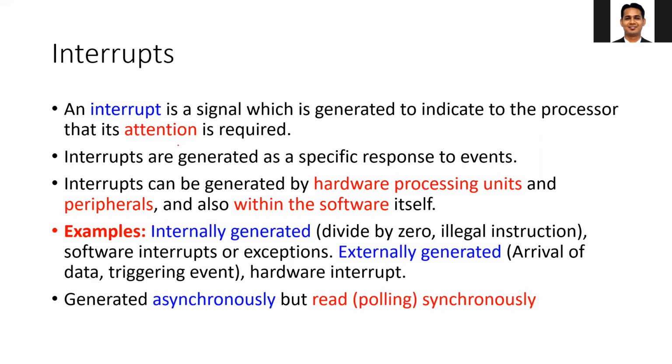There are also internally generated interrupts, which we call exceptions. They are divide by zero, illegal instruction, prefetch abort, and data abort, as we have seen in the previous lecture, and the externally generated ones are known as interrupts. Most of the time, these interrupts are generated asynchronously, but they are processed synchronously because the processor is a synchronous machine, so it will process the interrupt at the rising edge of the clock.